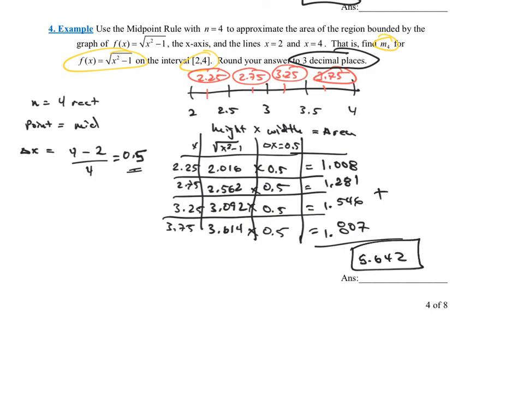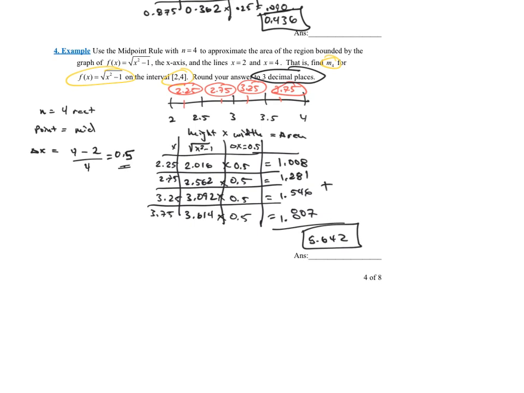Again, if this was units, it would be whatever the unit is squared, but there's no units on the xy plane. So the area estimated beneath the graph of the square root of x squared minus 1, and the x-axis on the lines x equals 2 and x equals 4, using 4 rectangles and the midpoint for each one of those rectangles as your height, we end up with an approximate area of 5.642.